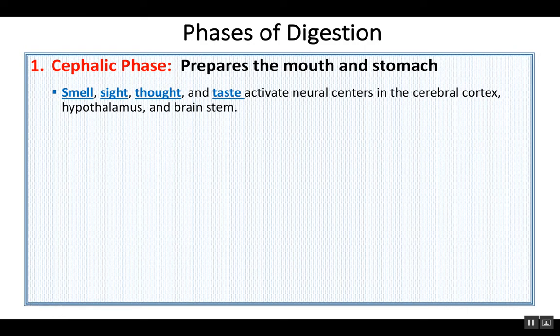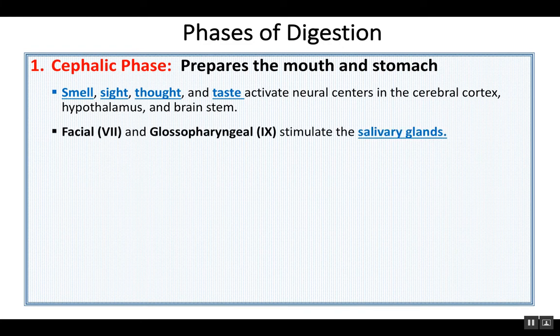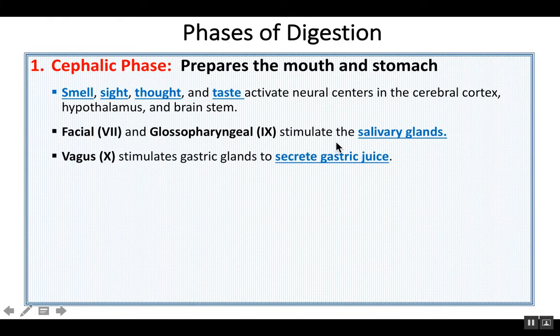Those are the stimuli in your head that activate neural centers in your cerebral cortex, hypothalamus, and brainstem. Then those parts of the brain are going to send nerve impulses to salivary glands in order to start to prepare the mouth. So the facial nerve and the glossopharyngeal nerve stimulate your saliva. The vagus nerve is going to begin stimulating the stomach, and that stomach is going to begin to produce stomach acid, like we just saw, but also start to produce some of the enzymes.